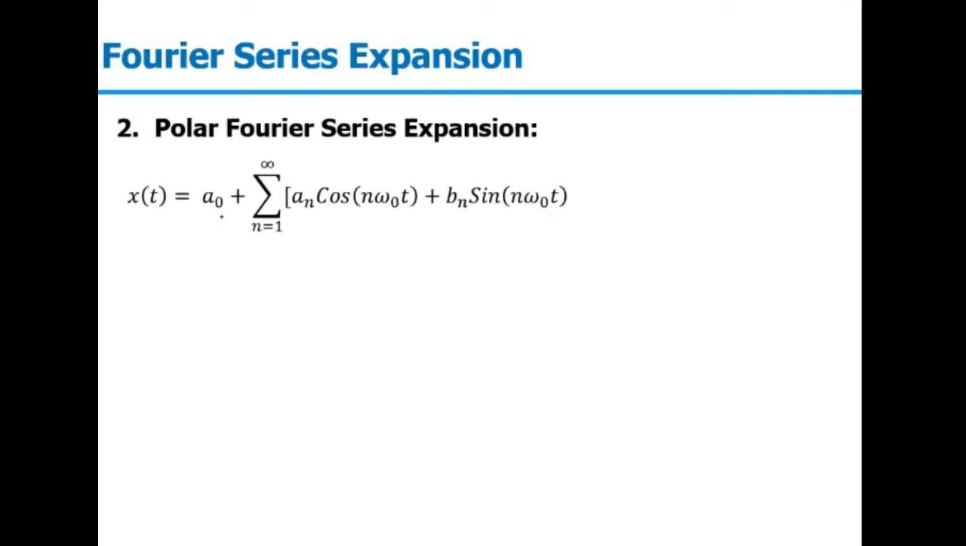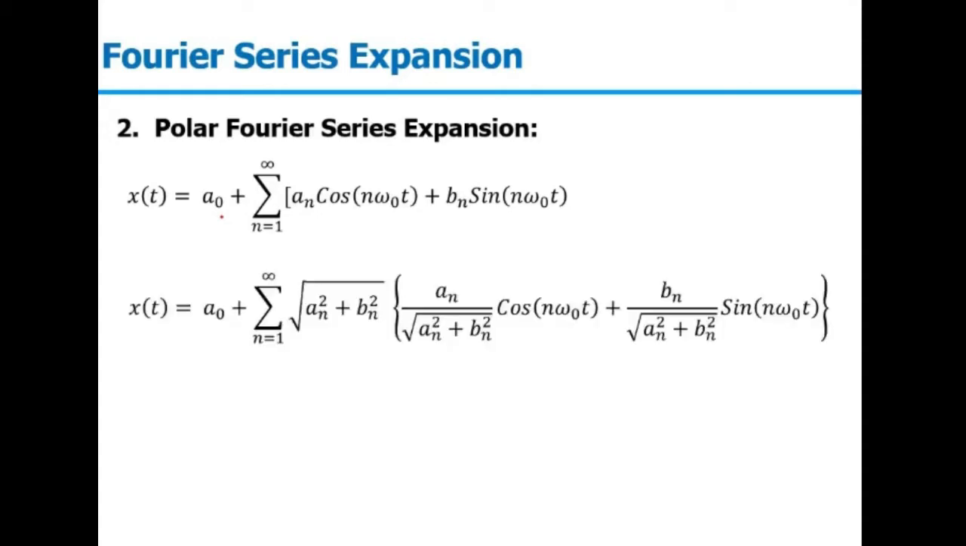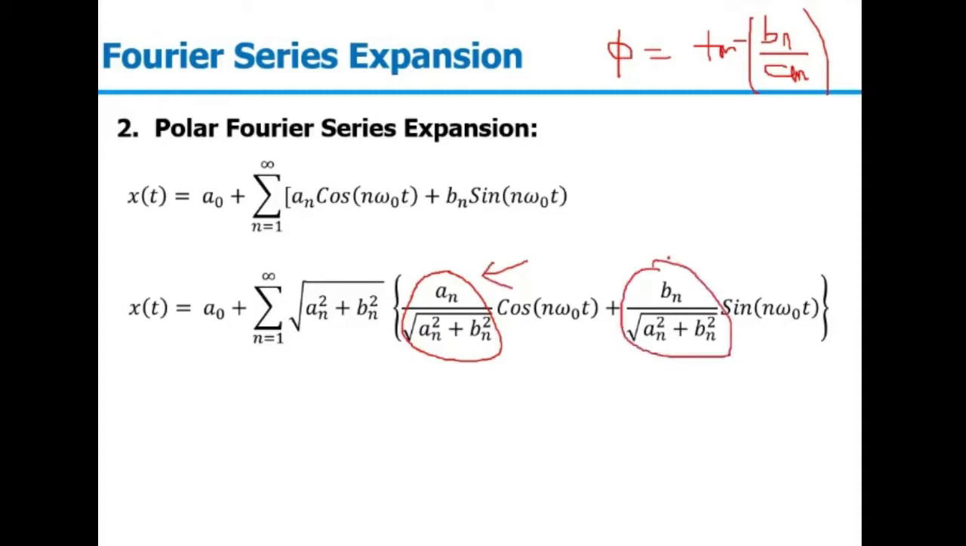Now to convert this into the polar Fourier series, we simply multiply this equation by the square root of an square plus bn square, and we also divide by the square root of an square plus bn square. We are dividing this because this term will become cos phi. So here we are defining a term phi, which is equal to tan inverse bn upon an. So that's why this will be represented as cos phi and this will be represented as sin phi.